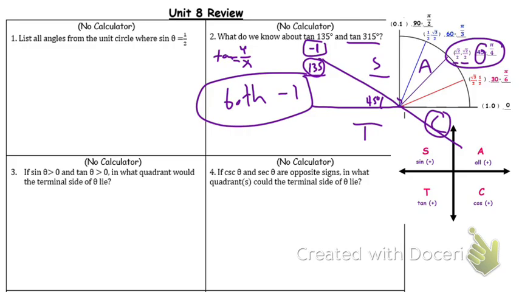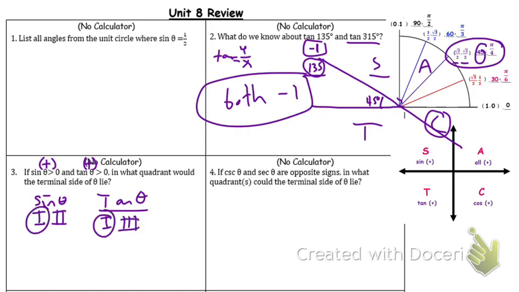So the sine of theta is greater than 0 just means that it's positive. Tangent's greater than 0 also means that it's positive. In what quadrant does the terminal side lie? Well, sine is positive in quadrants 1 and 2. Tangent is positive in quadrants 1 and 3. So where are they both positive, satisfying both of these conditions? Quadrant 1.